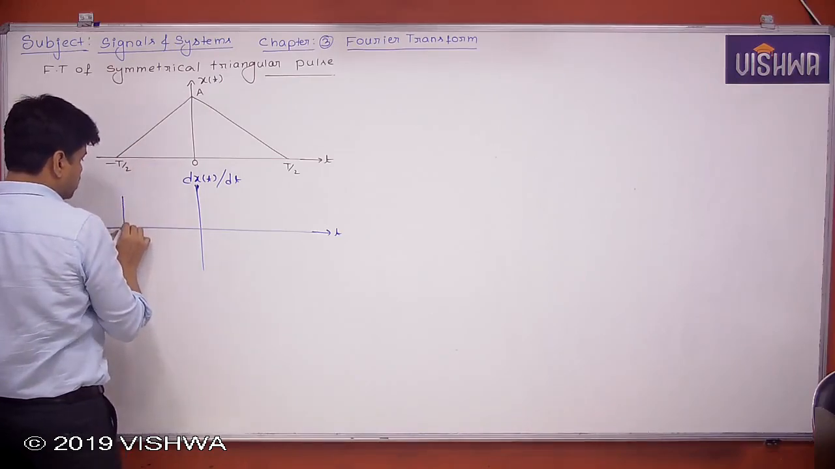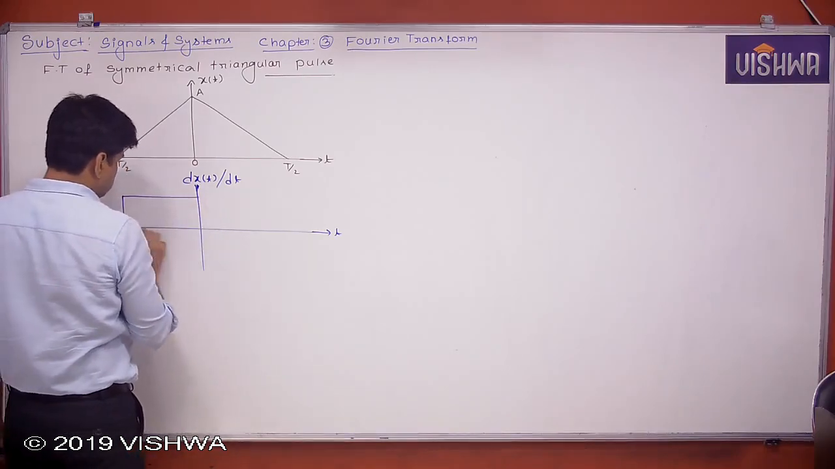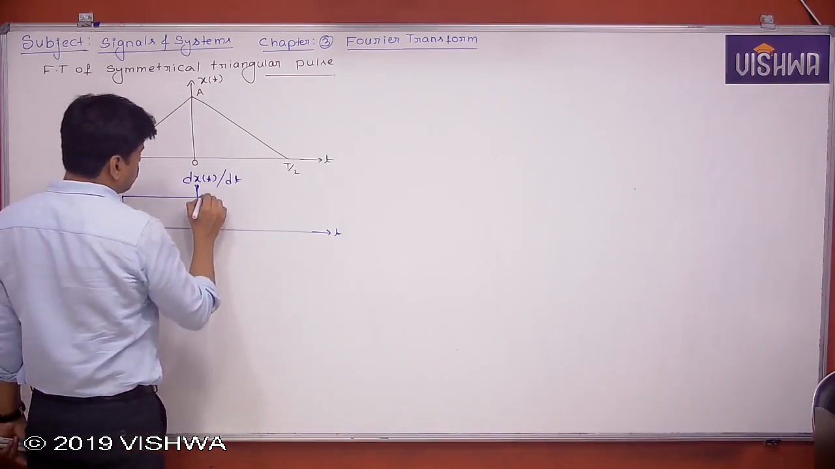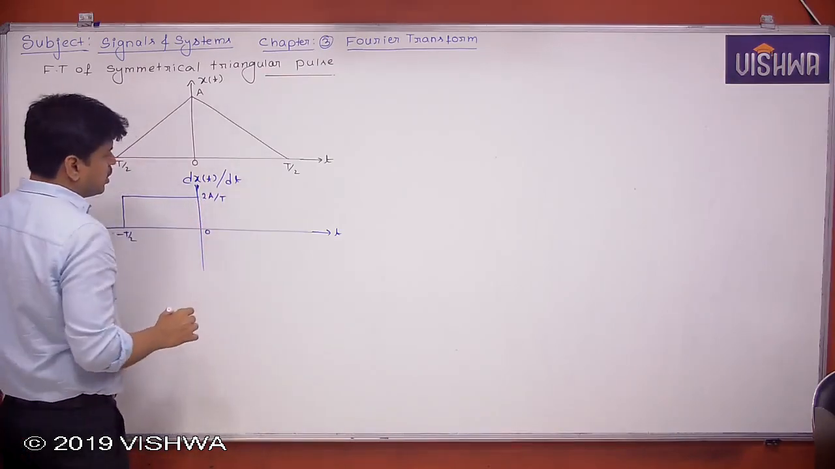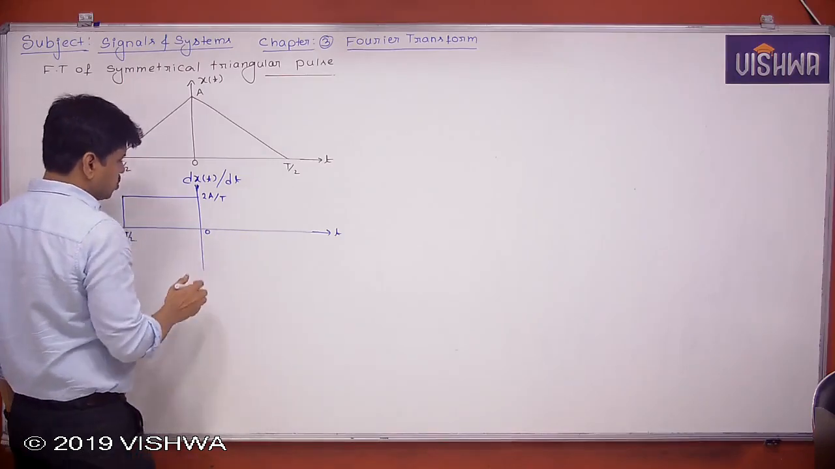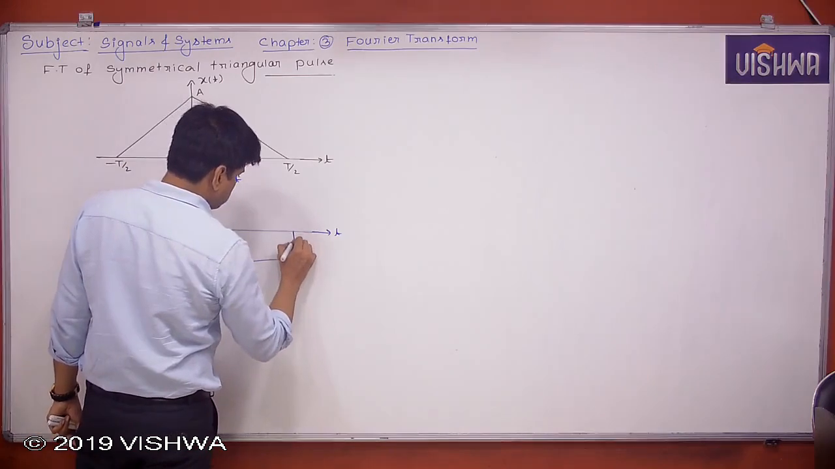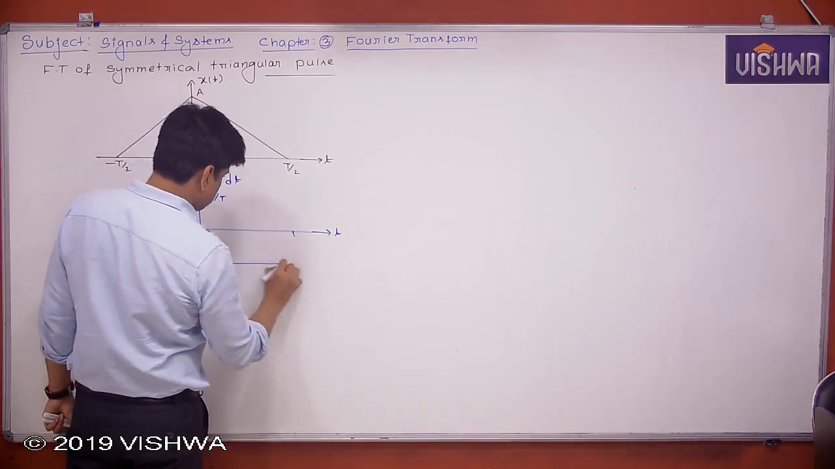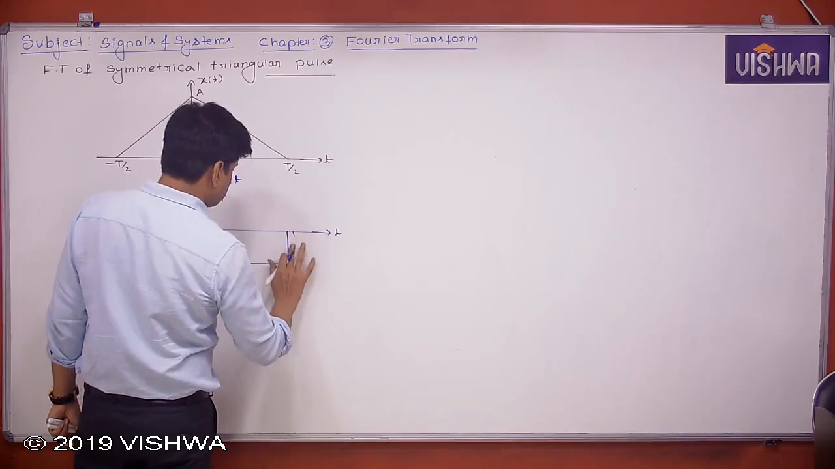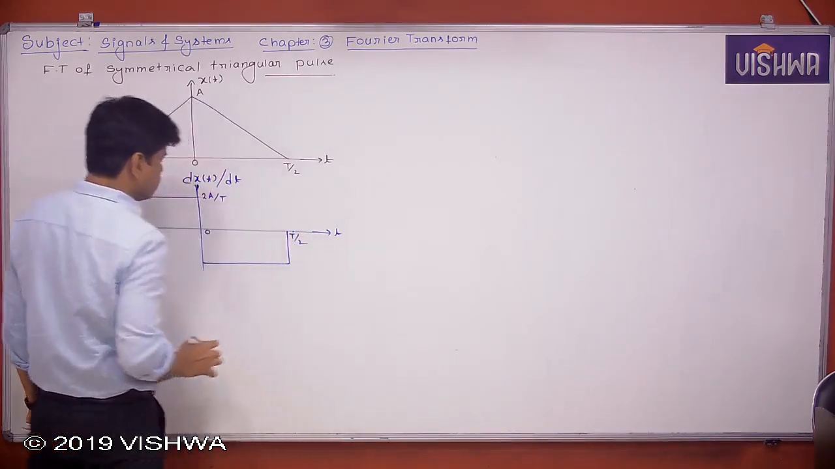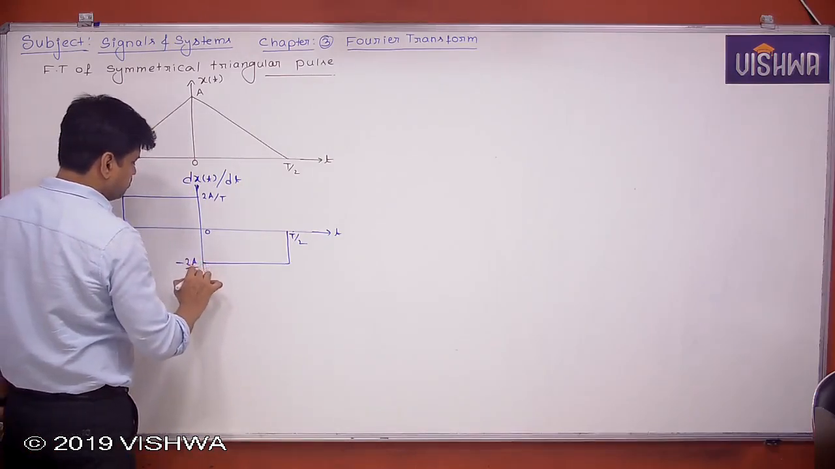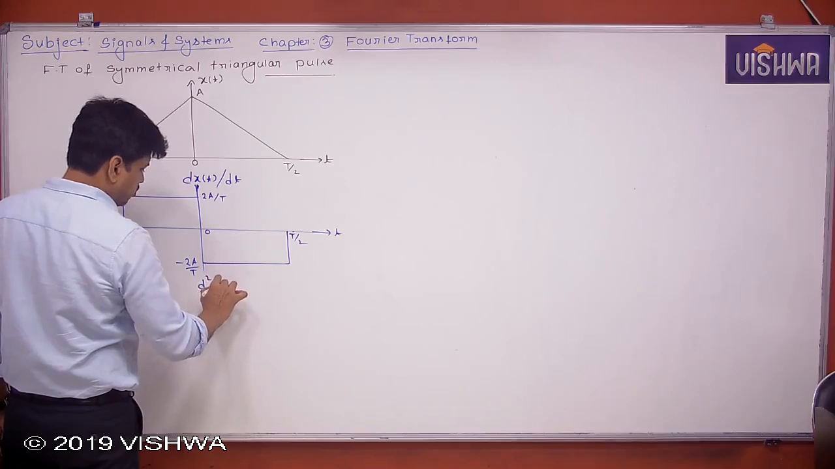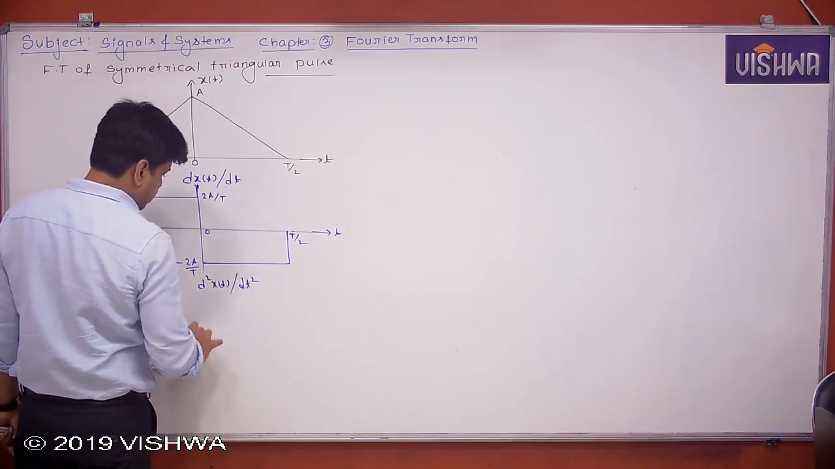From minus T by 2 to 0, we have the value 2A by T. Next, from 0 to T by 2, we have a negative value, minus 2A by T. For this, if I differentiate again, d square x of t by dt square, then what will happen?